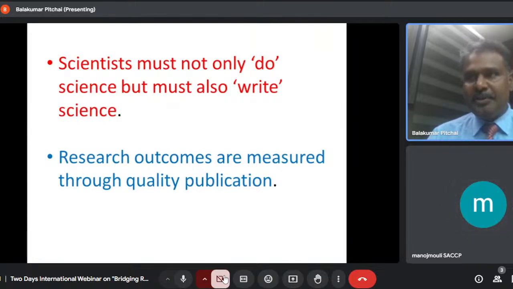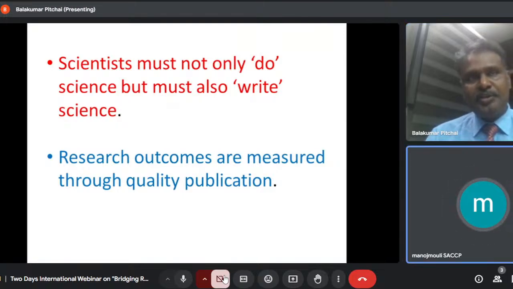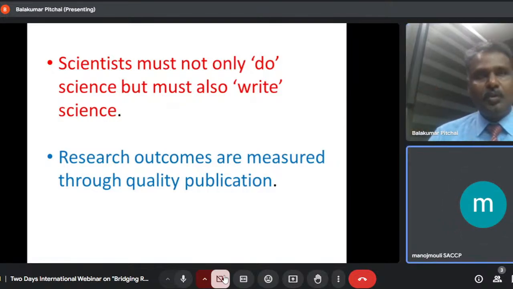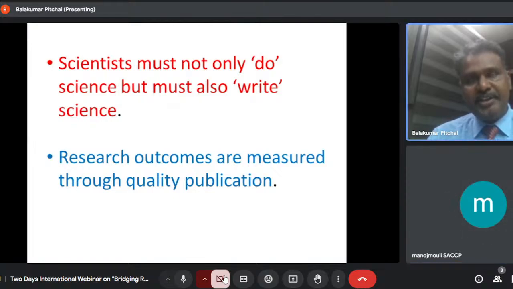There are two major databases available in the world. One is Web of Science, the other one is Scopus. Web of Science has four collections. One is Science Citation Index Expanded, SCIE. The second one, SSCI, Social Sciences Citation Index. The third one, AHCI, Arts and Humanities Citation Index. And the fourth one, Emerging Sources Citation Index.